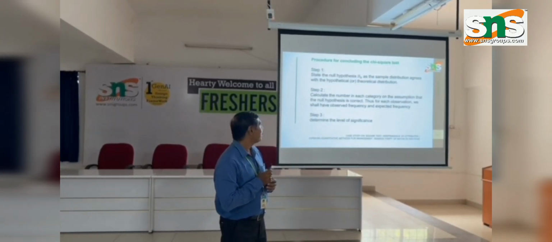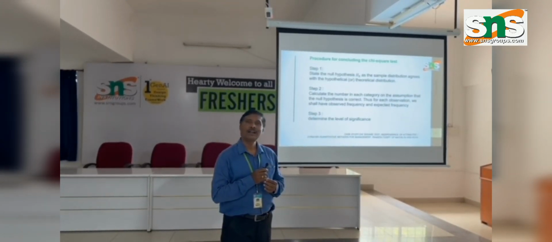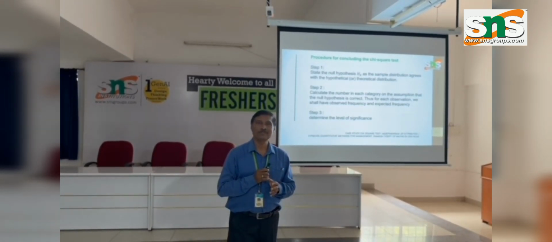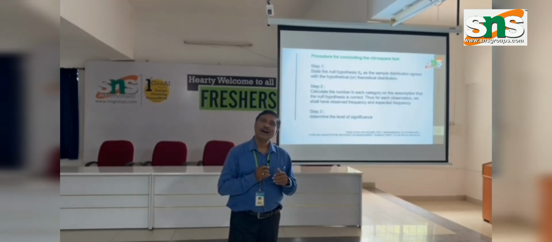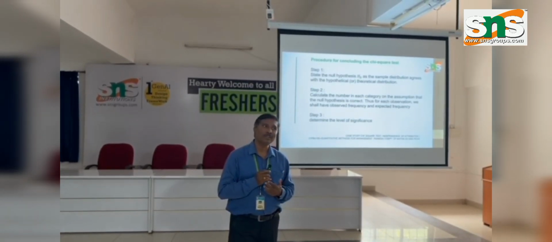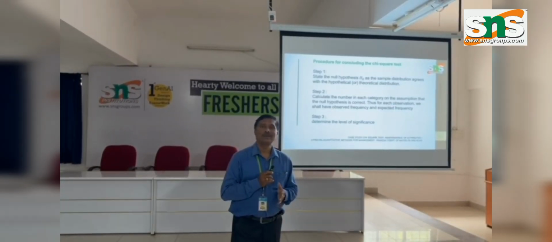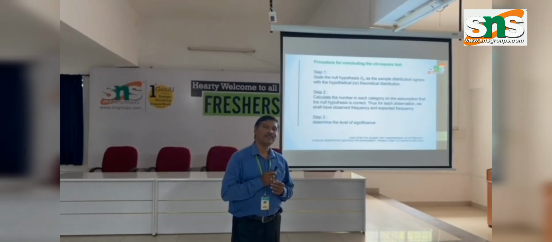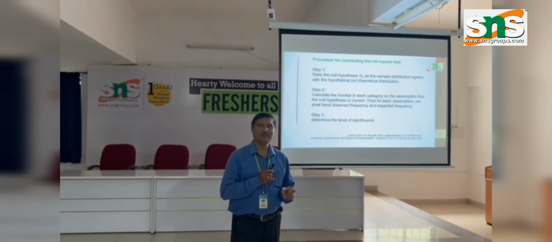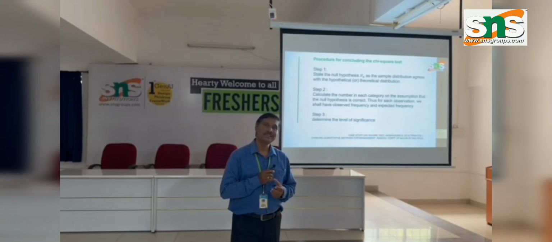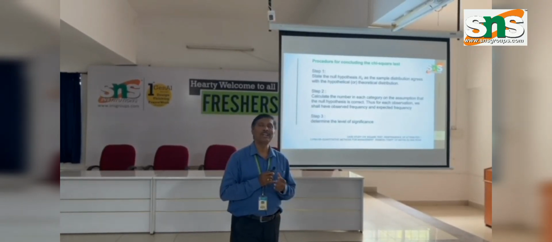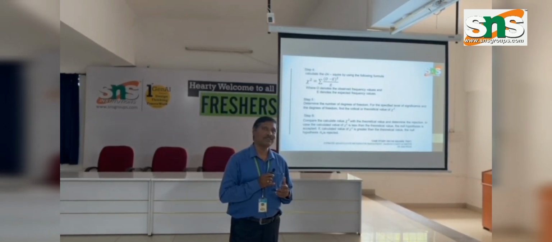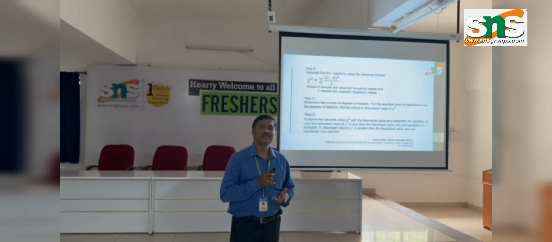Next, the steps. First we form the null hypothesis. Is there any significant difference? What is the null hypothesis? There is no significant difference between observed data and expected data. Similarly, for the alternative hypothesis, there is a difference between observed and expected data, using the same formula. So next we find the level of significance. Then we compare the calculated value with the table value. If the table value is less than the calculated value, then we reject H0. If the calculated value is less than the table value, then we accept H0.